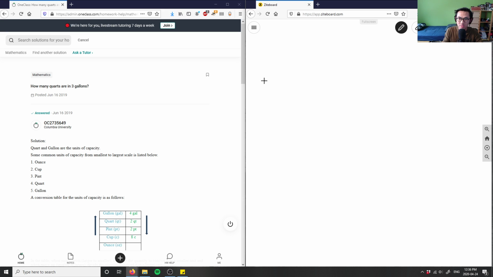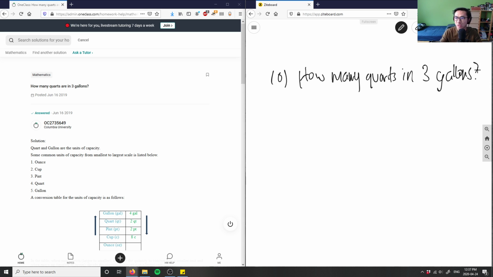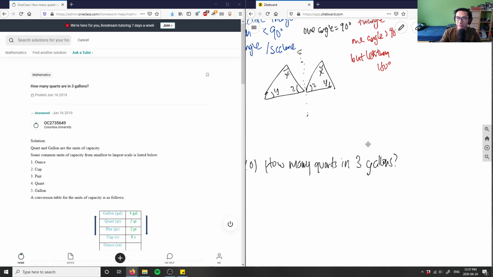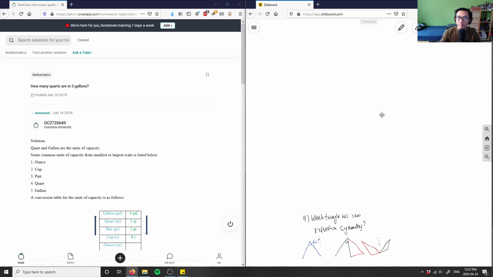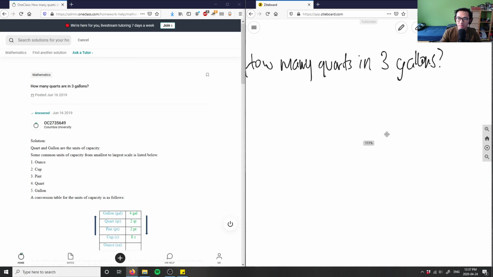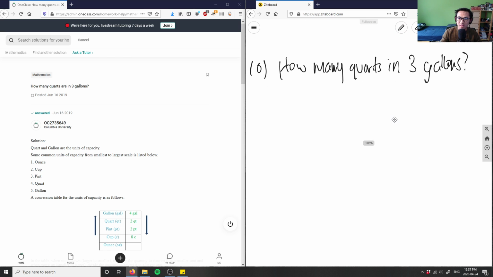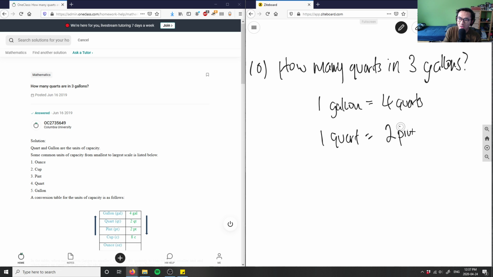Okay. So it's asking how many quarts are in 3 gallons. So again, just like my measurement question, did I save my measurement question here? I don't know if I did. Nope. I think when I refreshed the page, it left. That's okay. So it says how many quarts in 3 gallons. I'm going to have to rewrite my measurements here. You have 1 gallon equals 4 quarts. 1 quart equals 2 pints, and et cetera, right?